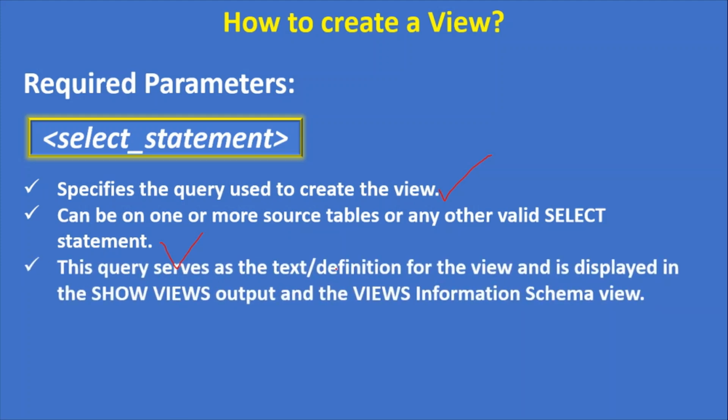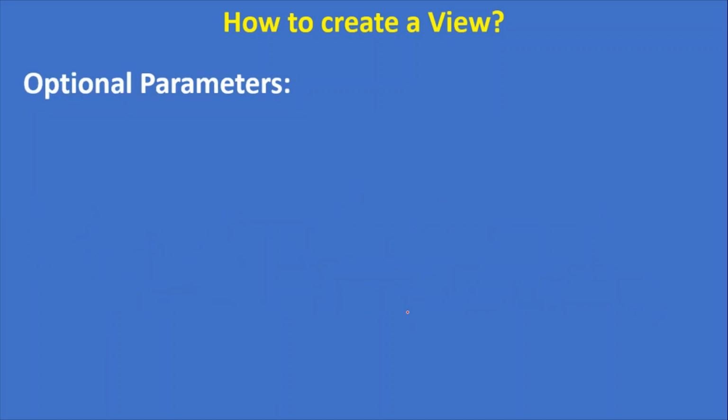This query serves as the text or definition for the view and is displayed in the SHOW VIEWS output and the VIEWS information schema view. So whatever select statement you attach, you can see it as the text or definition when you execute SHOW VIEWS, or in VIEWS, which is another view. This is the metadata view present in the INFORMATION_SCHEMA of the Snowflake schema. That's all. Now we will see the optional parameters.